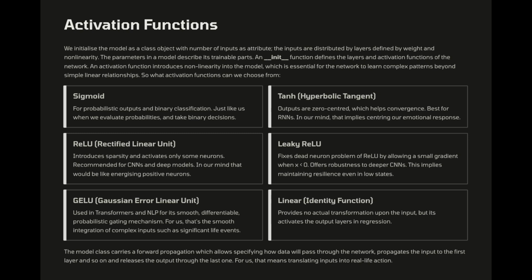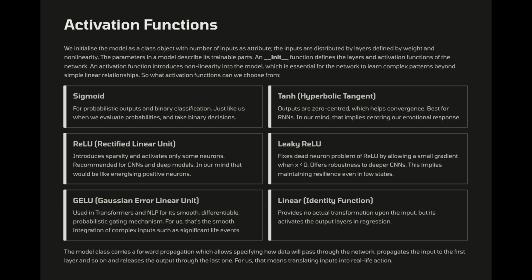ReLU, rectified linear unit, which introduces sparsity and activates only some neurons. Recommended for CNNs and deep models. In our mind, that would be like energizing positive neurons. Leaky ReLU fixes dead neuron problem of ReLU by allowing a small gradient when x is less than 0. Offers robustness to deeper CNNs.